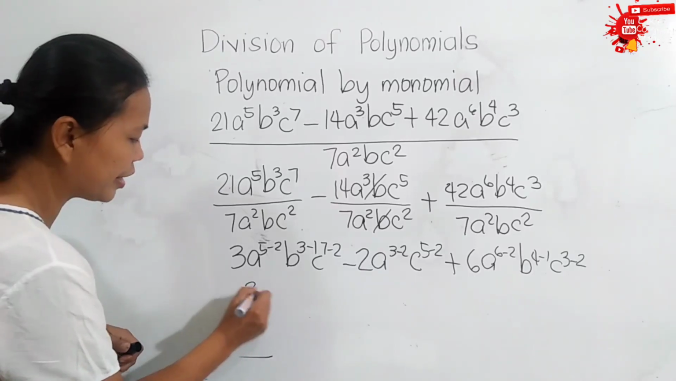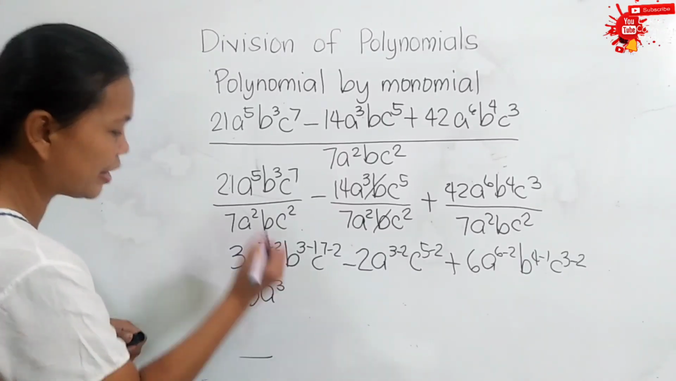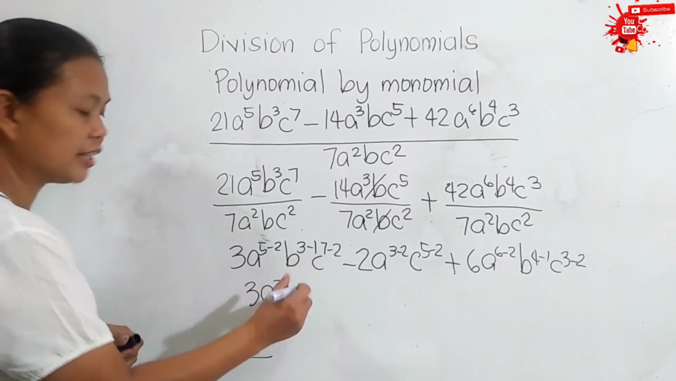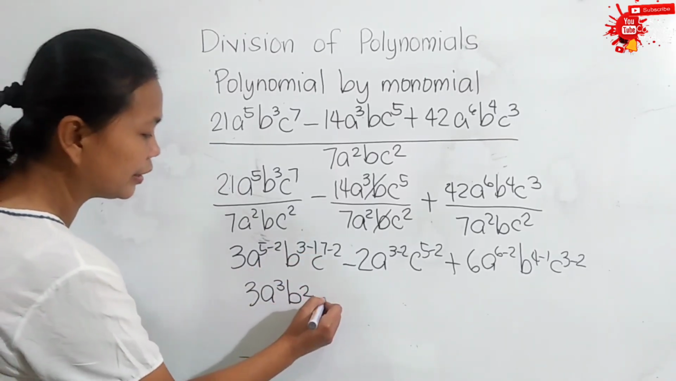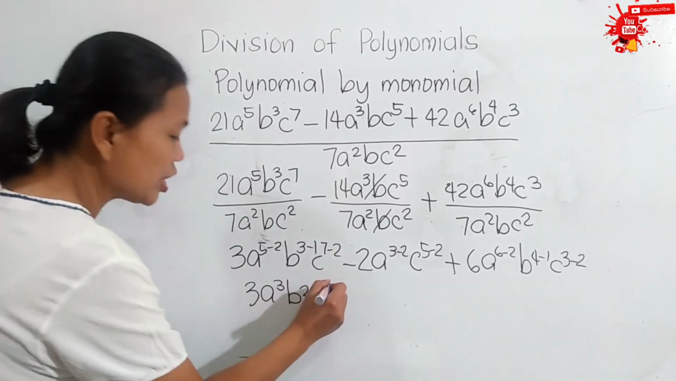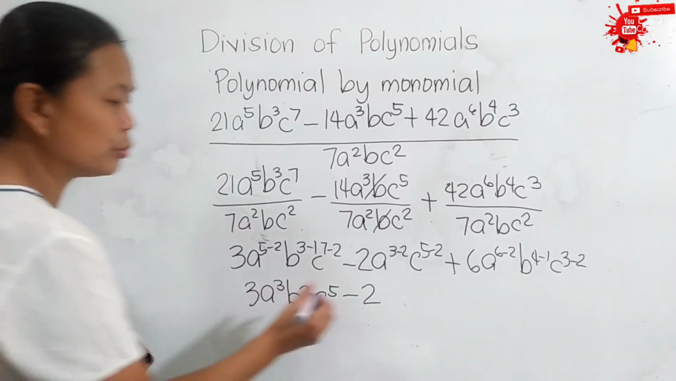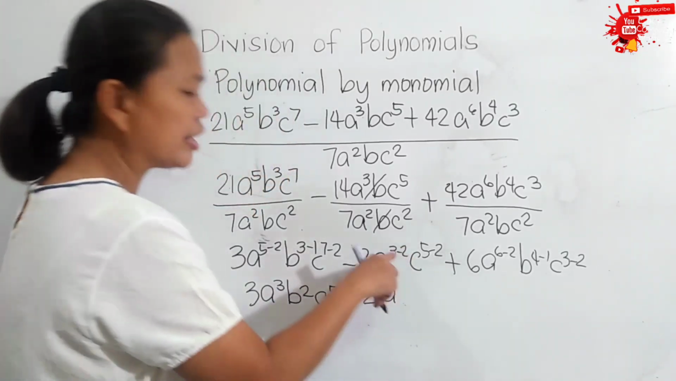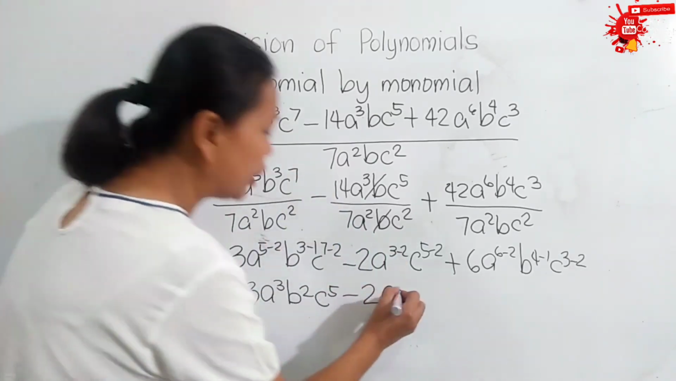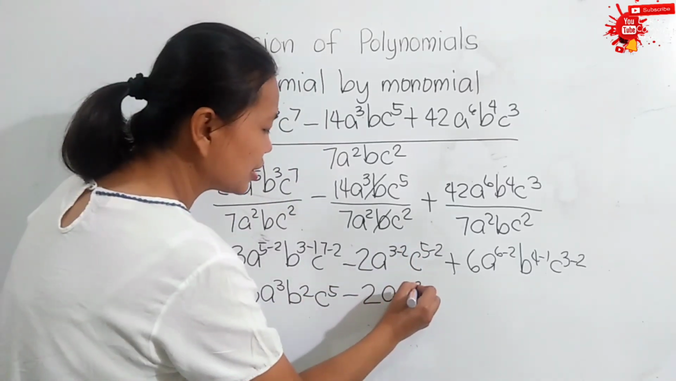So we have here 3a raised to 5 minus 2, which is 3. Then we have b raised to 3 minus 1, so we have 2. Then we have c raised to 7 minus 2, which is 5. Then negative 2, a raised to 3 minus 2, which is 1. So no need to write 1 as an exponent. Then we have c raised to 5 minus 2, which is 3.